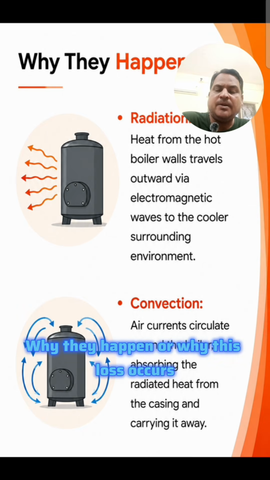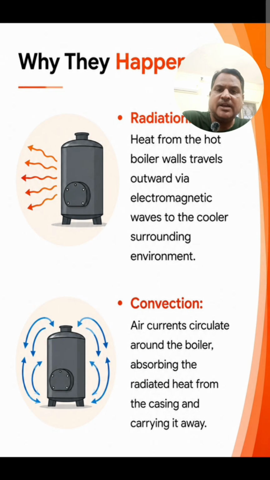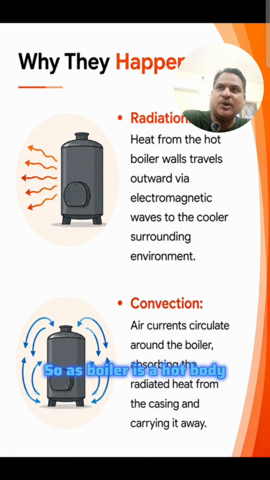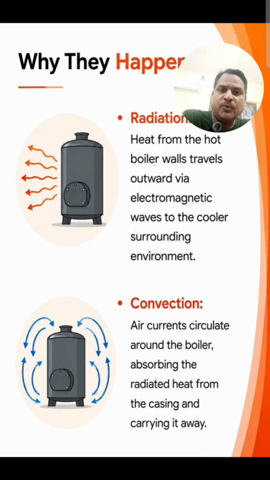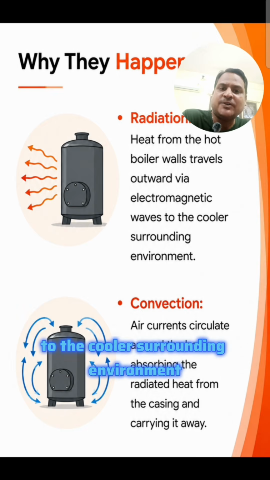Why do they happen, or why does this loss occur? As we know, any hot body emits radiation. So, as the boiler is a hot body, heat from the hot boiler walls travels outward via electromagnetic waves to the cooler surrounding environment.